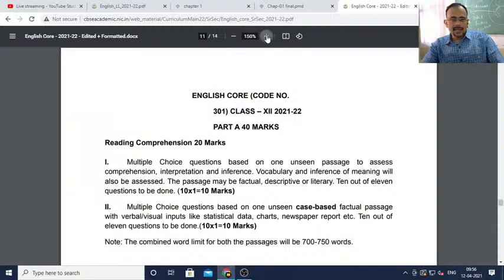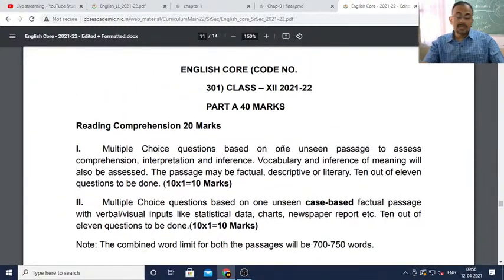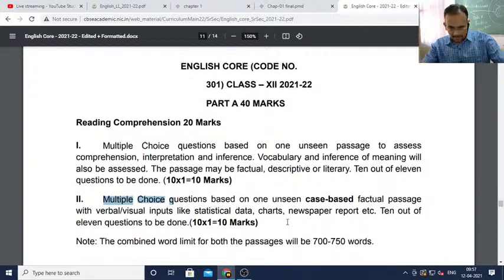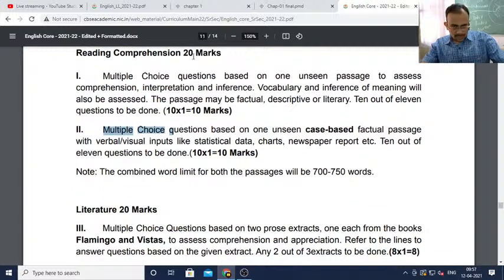The question pattern will be the same as what you wrote in the class 11 final examination. Questions number 1 and 2 will be based on multiple choice questions, exactly like what you wrote in the class 11 exam. Both the passages will comprise 10 marks each, a total of 20 marks for both the reading texts. As I told you before in class 11, part A will comprise objective type questions and part B will comprise all the subjective type questions.